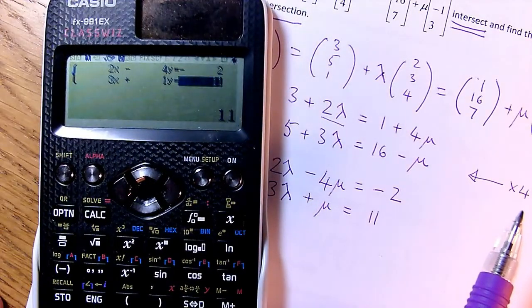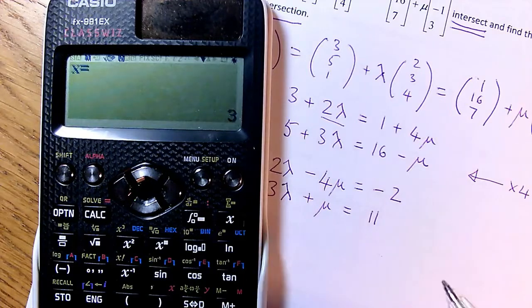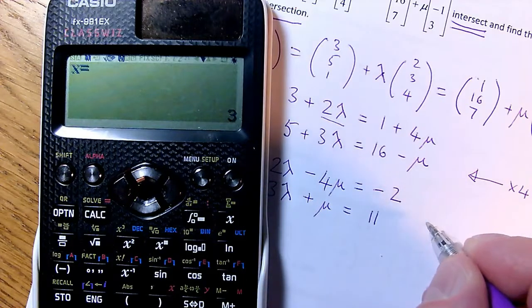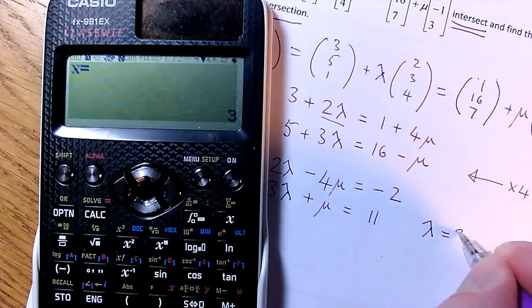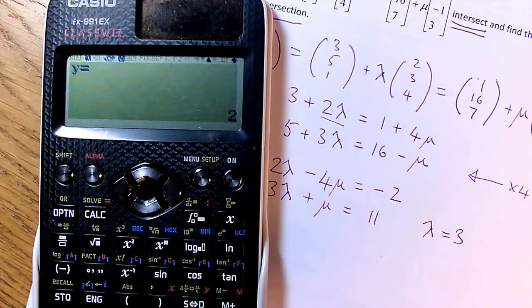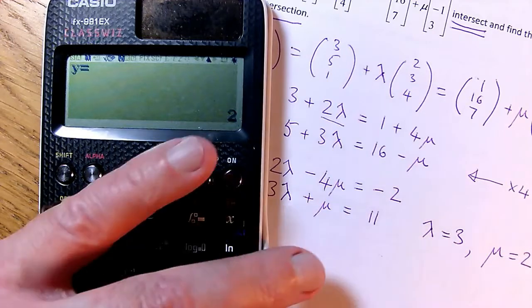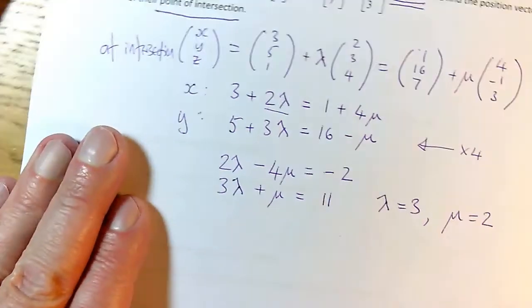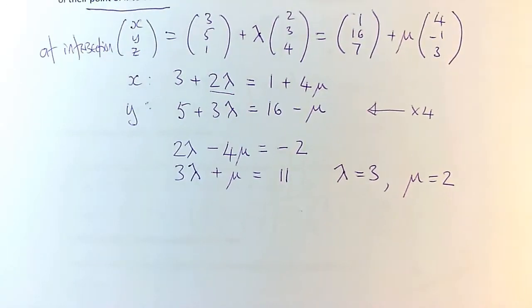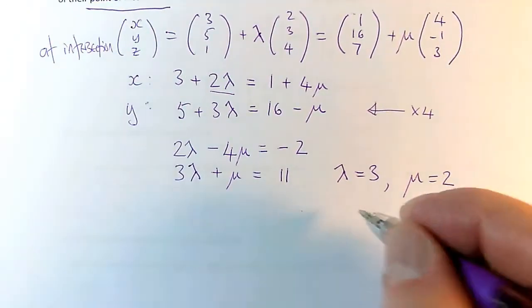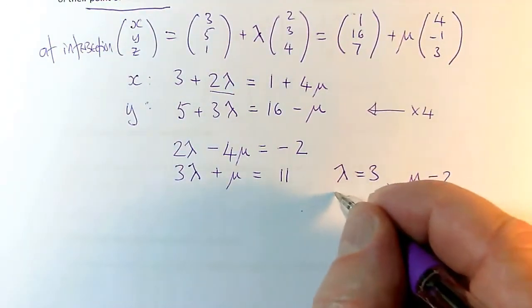And when I press equals, it will tell me the value of x, but I've got to remember that x means lambda, so lambda it's telling me is 3, and press equals again, it tells me that y is 2, so lambda is 3, mu is 2. Okay, so the calculator method for your simultaneous equations is okay, but you can do it by elimination the GCSE way.